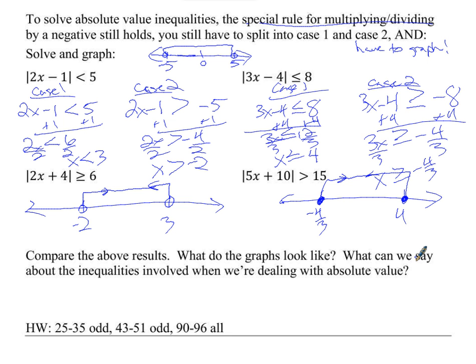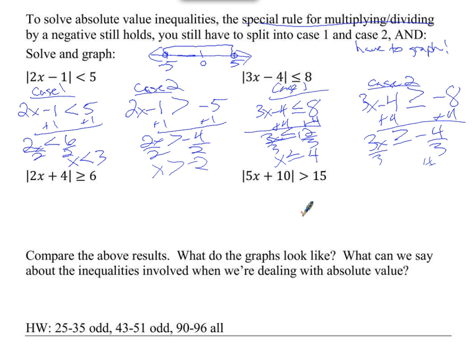Okay? All right, I don't have a whole lot of room here, so let me erase some stuff. For this third one here, 2x plus 4 in the absolute value is greater than or equal to 6. We can probably come up with case 1 and case 2 right now. What do we get for case 1? Okay, case 2? Good, flip the symbol, change the sign.